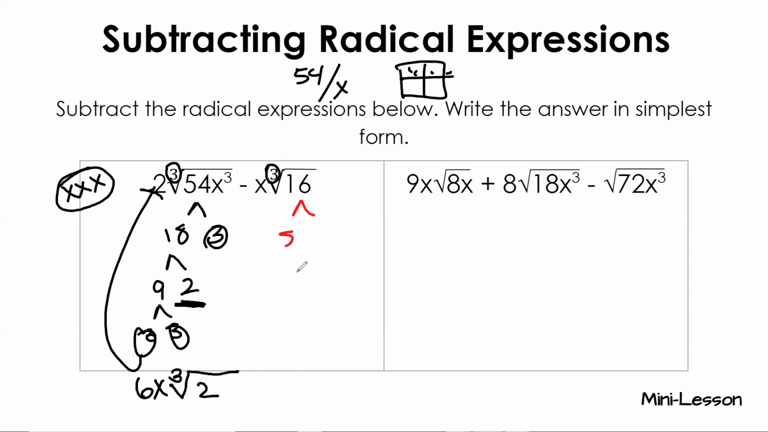8 and 2. What are factors of 8? 4 and 2. What are factors of 4? Okay, we need a group of 3, right? So 1, 2, 3. So we're going to pull that guy out to the front. Now there's an x chilling out front. So we're just going to put a 2 in front of the x. With me? So negative 2x.